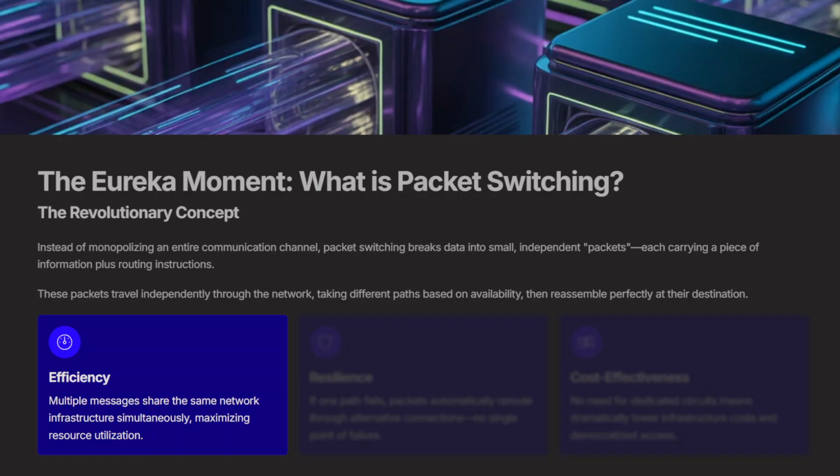They travel independently. Wait, independently? So my email might get broken up, and part of it goes through, say, Chicago, and another part goes through Dallas. Absolutely. They find the best path available at that instant. One path might be congested, so some packets zip off down another route. They all find their way to the destination eventually. That sounds a bit chaotic. Yeah. If they all travel separately and arrive at different times, how do you guarantee everything gets put back together correctly? And what about errors or lost packets?